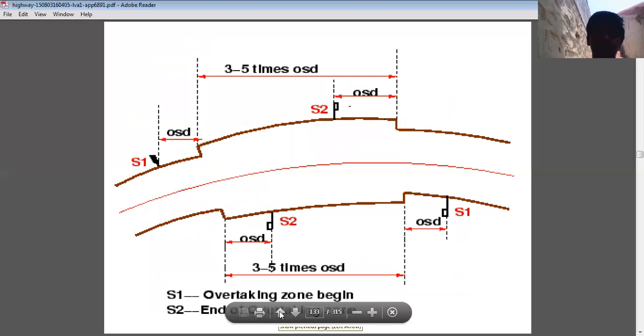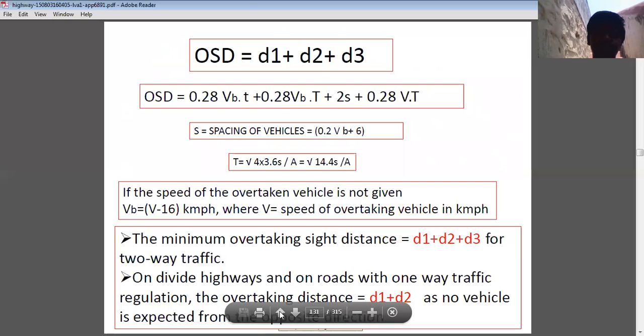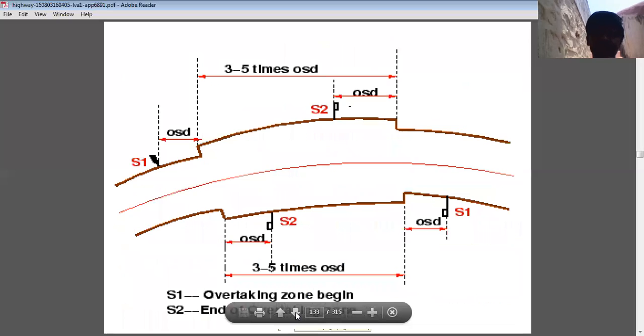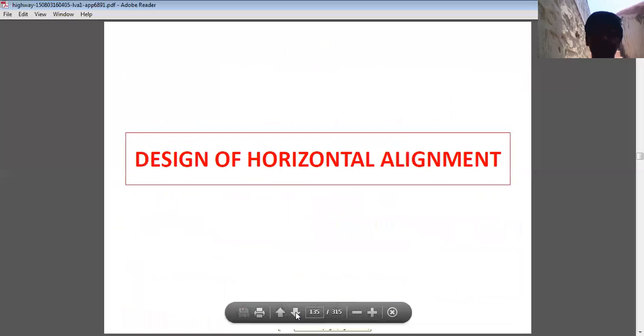The formula is the same. OSD is equal to 0.28 Vb into T, where Vb is V minus 16, but here Vb is given as the overtaken vehicle's speed. When you apply the formula and put in the values, you get the result. They are very easy problems.